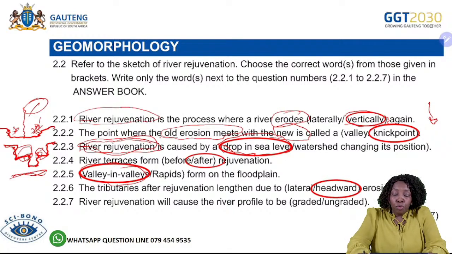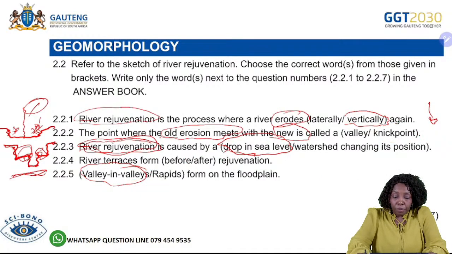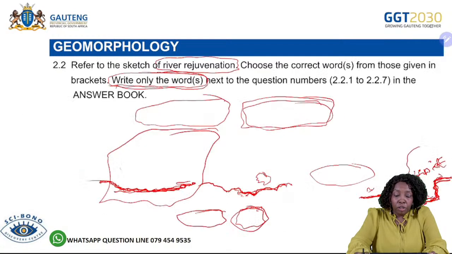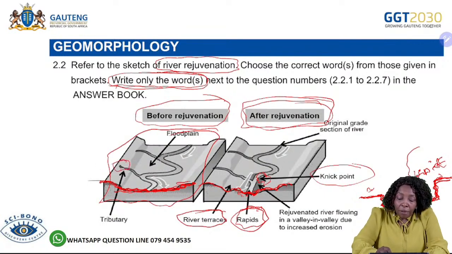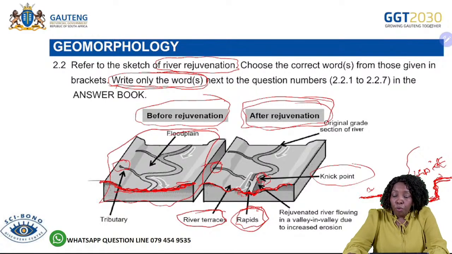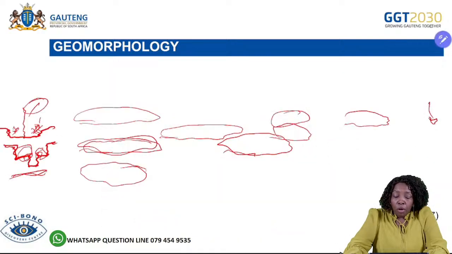If we go back to the diagram that I initially indicated to you, you can see that initially the tributary was at this point. But now, after rejuvenation, can you see the source of this tributary? It has moved headward. So the process of erosion that takes place here, we say it's headward. So the tributaries are also now expanding headward to where its source is.